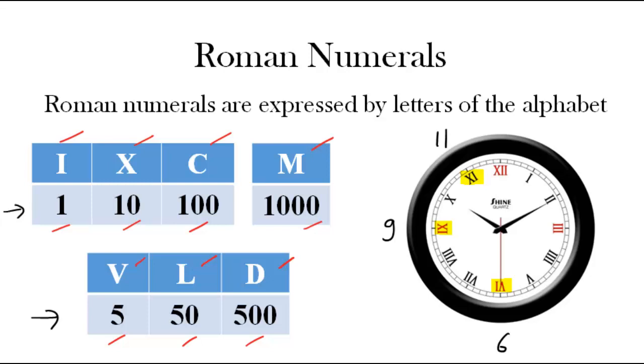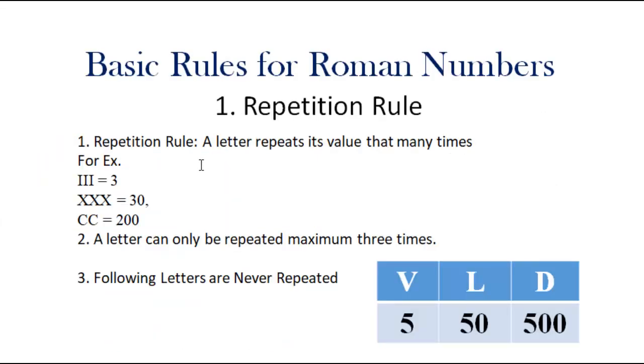Let us see how. To represent numbers using the Roman system, we have to follow 4 basic rules. The first rule is the repetition rule. What is the repetition rule? A letter repeats its value that many times. What is the meaning of this sentence?